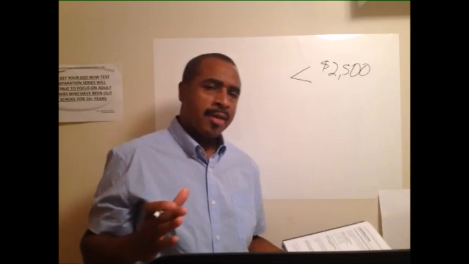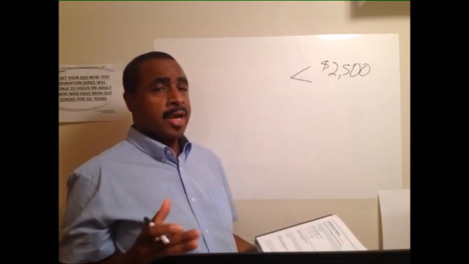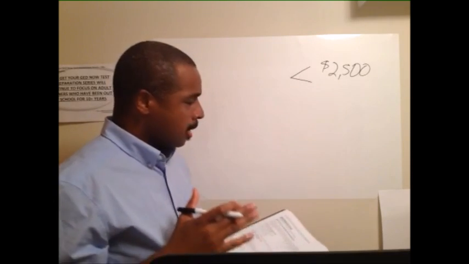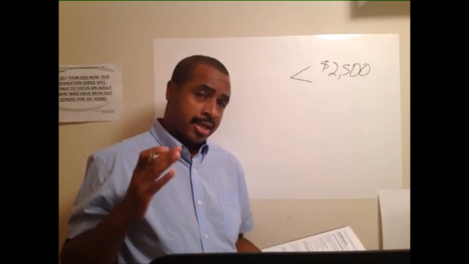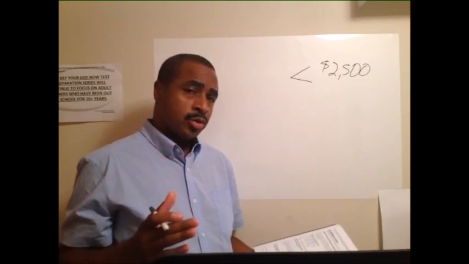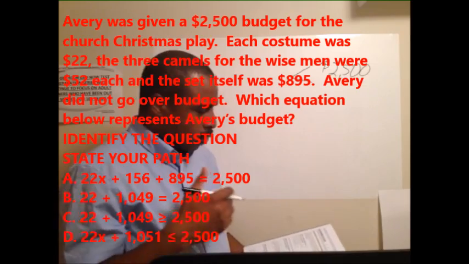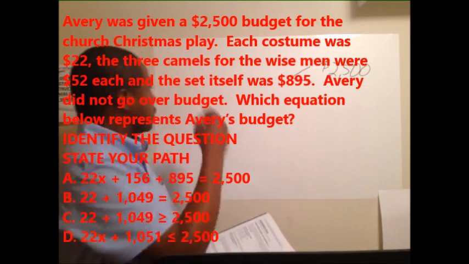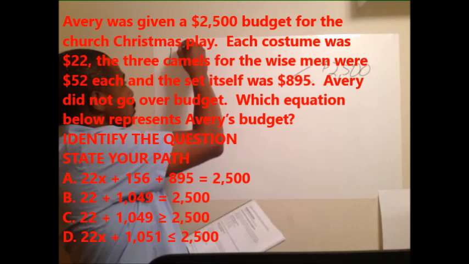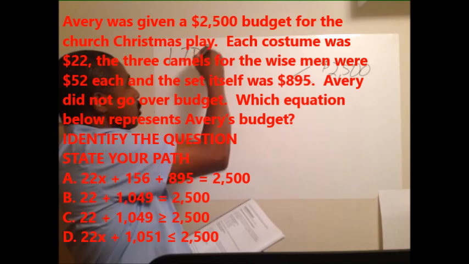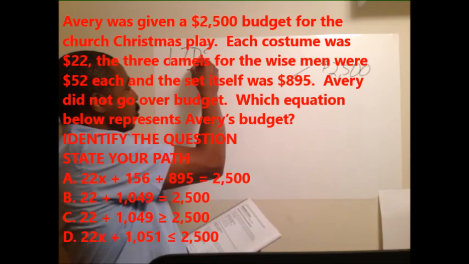Now, if you've been looking at my videos for any extended period of time, you know that I have a 2-step process, which step 1 is identify the question, and step 2 is to state your path. So let's go back to the text. The text of the question says, which equation below represents the budget? So when we ID the question, we're looking for the correct equation.